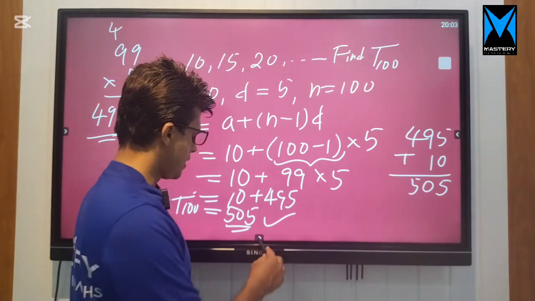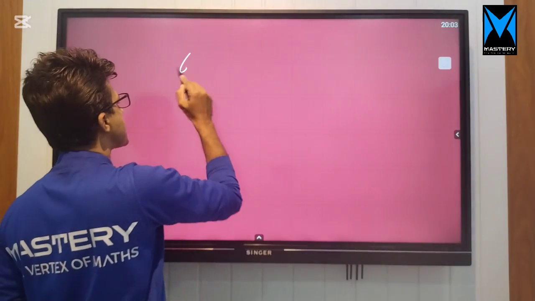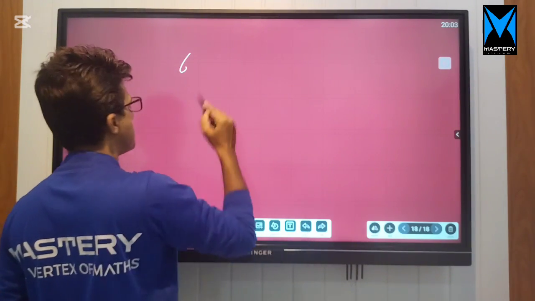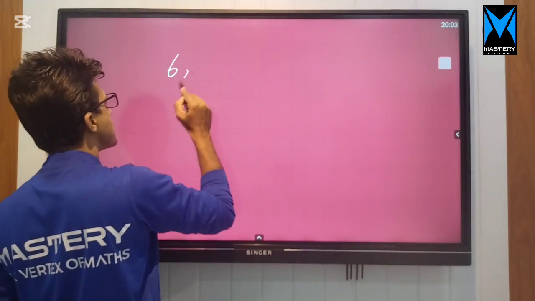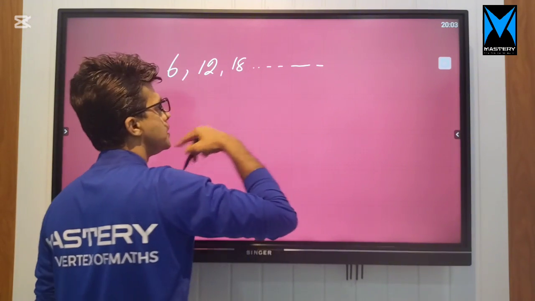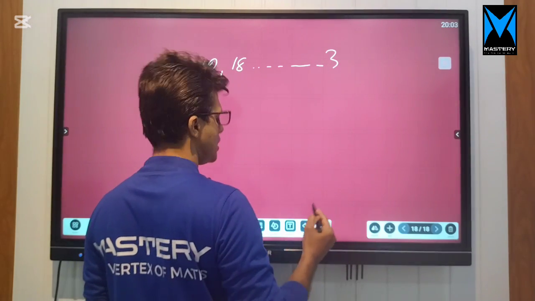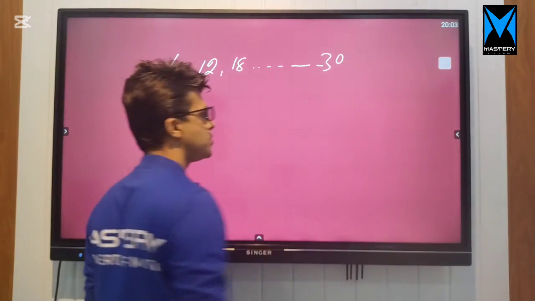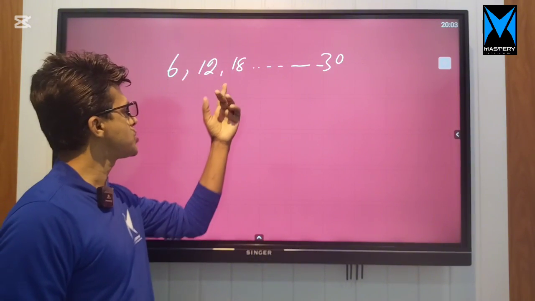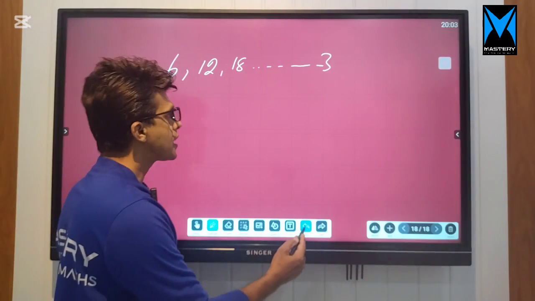Okay, so the next one is this type of question. How can I do this one? There's 6, 12, 18, 24, 30. These are the multiples of 6, right? Really, which term is 30? Which term is 12? That's the second term. Which term is 18? The third term. This is the question.